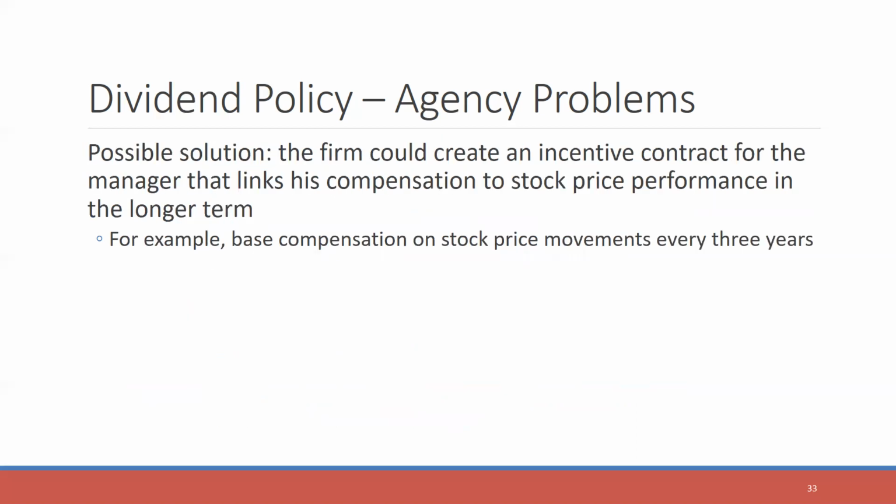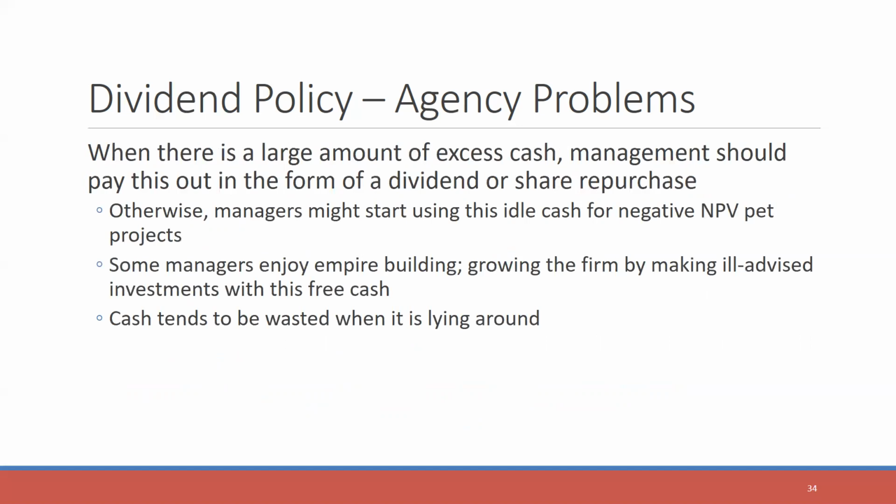There are possible solutions around this. The firm could create an incentive contract for the manager. You could do clawbacks, for example. The base compensation could be the average of the stock price over a number of years. But the point is that we're really trying to figure out ways of dealing with potential bad behavior from a manager. When there is a large amount of excess cash, management should pay this out in the form of a dividend or a share repurchase.